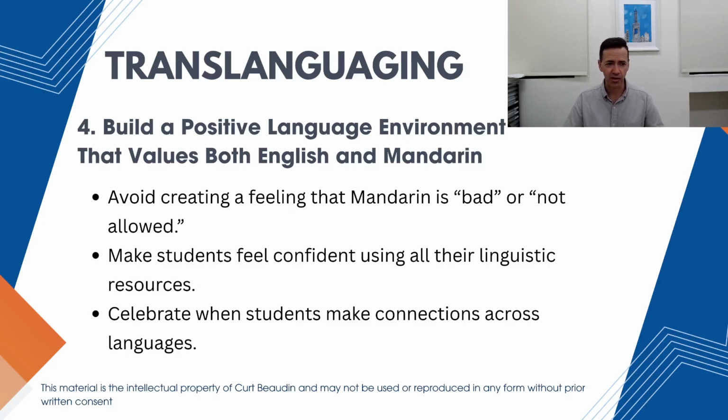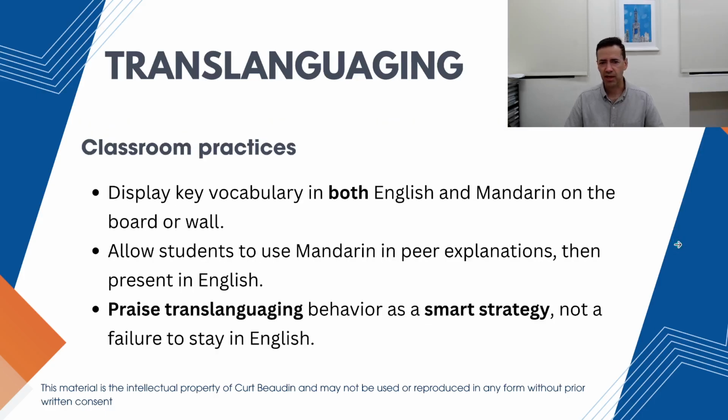Many countries around the world, even in Taiwan, right? People switch back and forth between Mandarin and Taiwanese all the time. It's okay to do that with Mandarin and English as well. So display key vocabulary in both English and Mandarin on the board or on the wall. Allow students to use Chinese in their peer explanations, present in English.